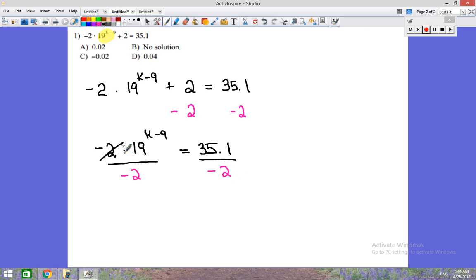A negative 2 divided by a negative 2 is 1. So I have this 19 raised to the k minus 9 is equal to this 35.1. It's being divided by a negative 2. I'm going to put the negative out in front. Now, right here, I can save myself a lot of time and effort to recognize that this equation does not have any solution. How can I recognize that right now?